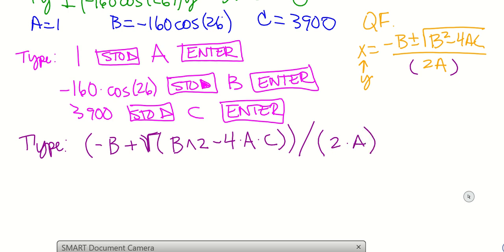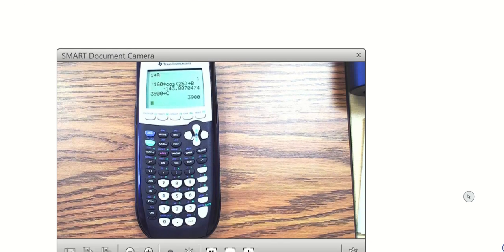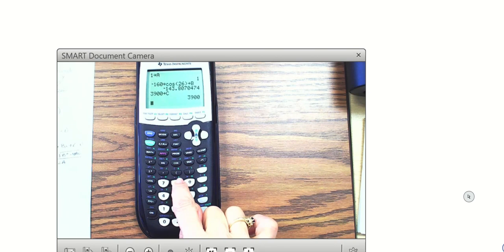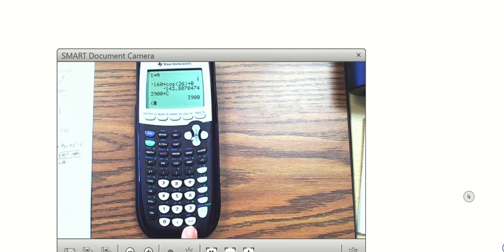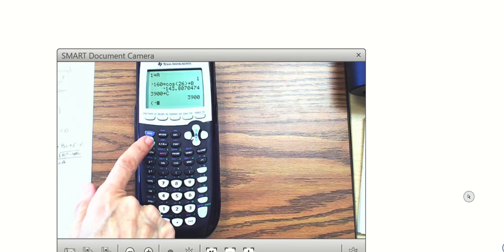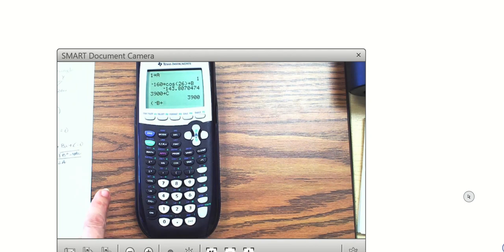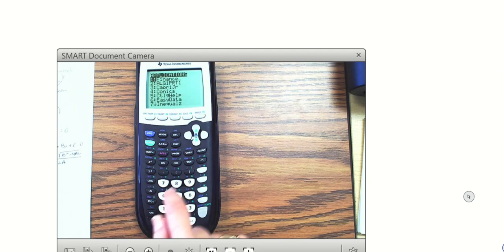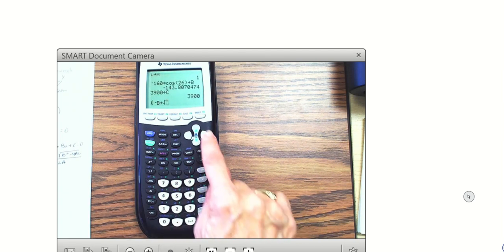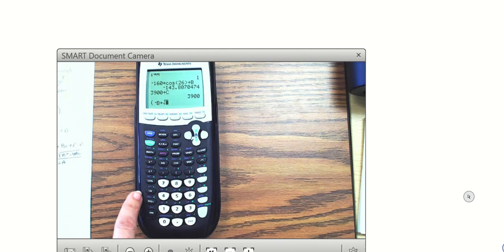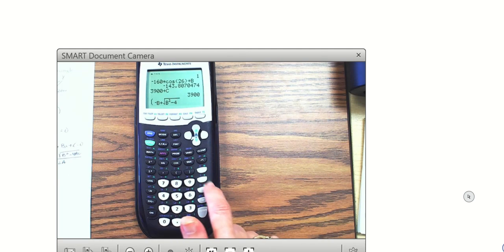All right, let's go back to the calculator and look at how that plays out. Okay, so I've stored all these for a, b, and c. And I'm going to come in here and do exactly what I said. So I've got open parentheses, negative, not minus, negative b plus the square root of b squared, so I'm going to square that, minus 4 times a times c.